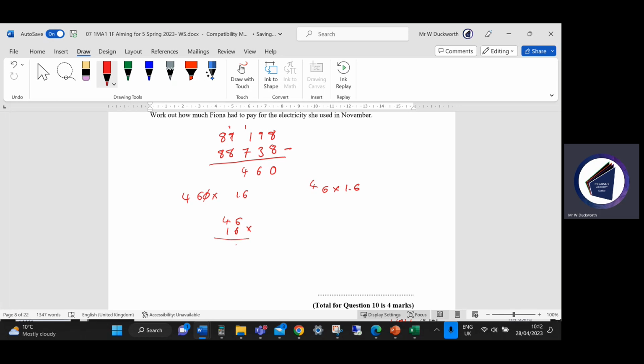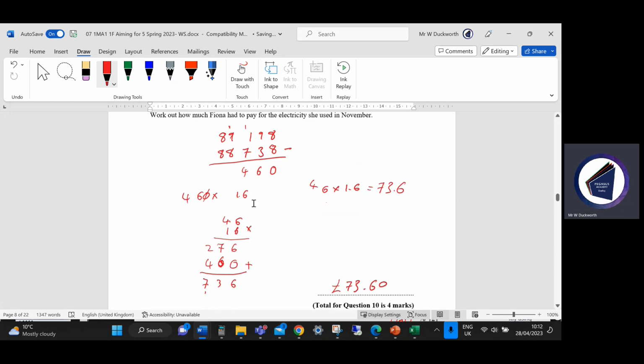So 6 times by 6 would give me 36. 6 times by 4 would give me 24, plus the 3 would give me 27. 0 in the units column, and then times it by 1, so 4 and 6. Add the two numbers together. 6 plus 0 is 6. 7 plus 6 is 13. And then we've got 7 there. So my answer to that would be 736, but I've got to add a decimal point, so that's going to be 73.6. So my answer is going to be, total price is going to be £73.60.